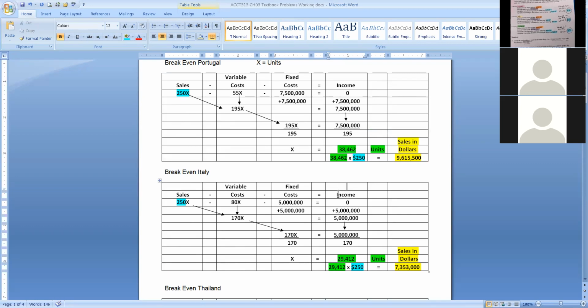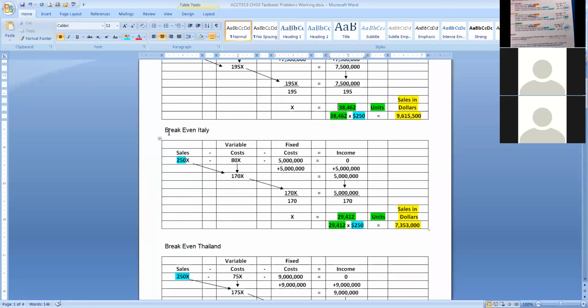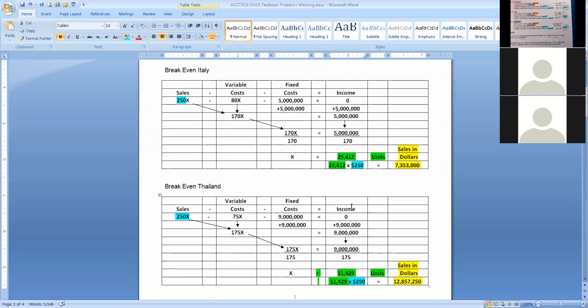This is kind of, you know, the managerial accounting is kind of about making decisions, and this is one of those. Which one would you go with? Well, Italy would certainly be the safest bet to go with, because even if you only sold 30,000, you would still be profitable. Whereas the other ones will take more in sales to do it.